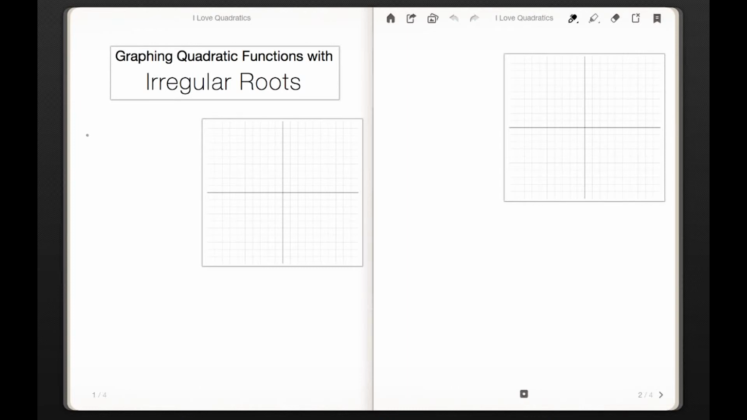Alright, so let's continue graphing some more quadratic equations. In this video, we're going to look at equations with irregular roots, and you'll see what I mean by that in just a second. It's not going to be like the graphs we've been seeing.